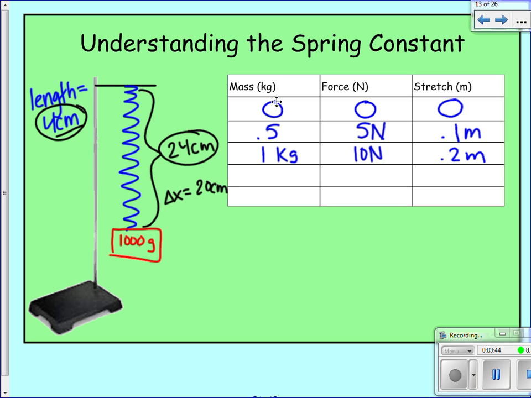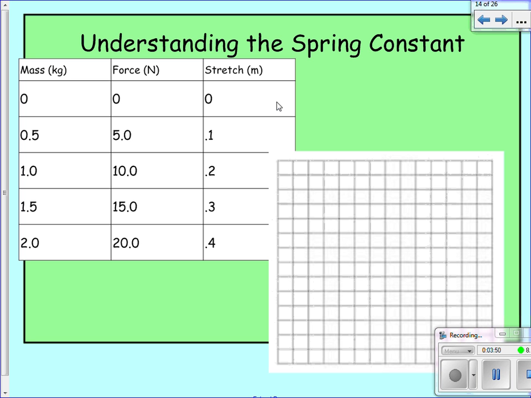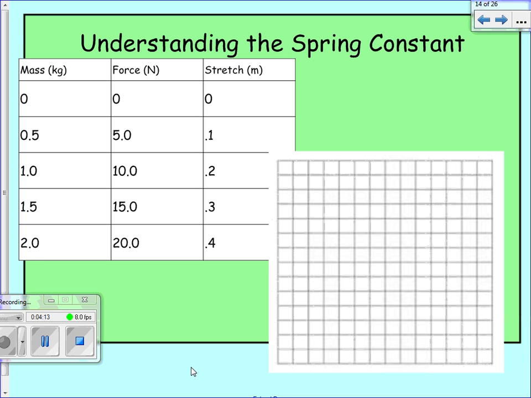Now, you can obviously get the idea. Let's just pretend that we filled in the rest of the data as we go through the experiment, and we end up getting this. So you'll see there the masses go from 0 to 2, our forces go from 0 to 20, and our stretches go from 0 to 0.4. Now this is really good data. Most likely in a lab you wouldn't get this exact data, but to show the idea, that's the data that I chose. Now what we're going to do is graph this data.